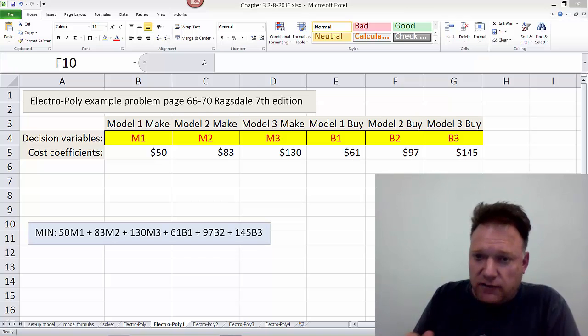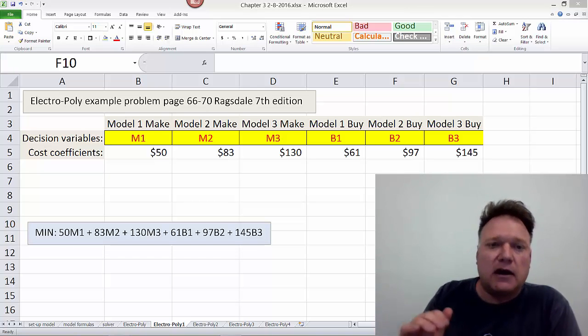So I have my decision variables together. That's very important. They're organized by column. I've got labels above them, and then below them, I have the cost coefficients. $50 is associated with model 1, M1, I put $83 with M2.